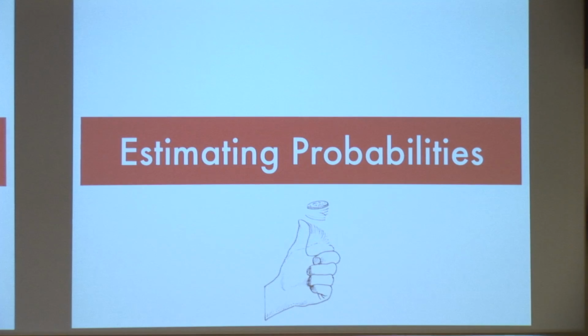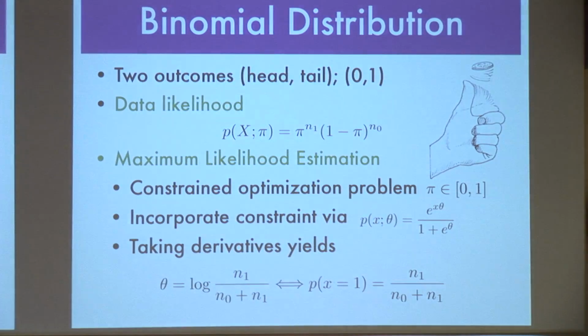Okay, so let's estimate probabilities. Start with something very simple. So let's say we have two outcomes, heads and tails. Then I can just model the data likelihood by P of x, parameterized by pi, to the n1 times 1 minus pi to the n naught. N1 is the number of times I see a 1, n naught is the number of times I see a 0. And then I can do maximum likelihood estimation, right? It's a constrained optimization problem. Maximize this expression here, subject to the constraint that pi be contained in the interval between 0 and 1.